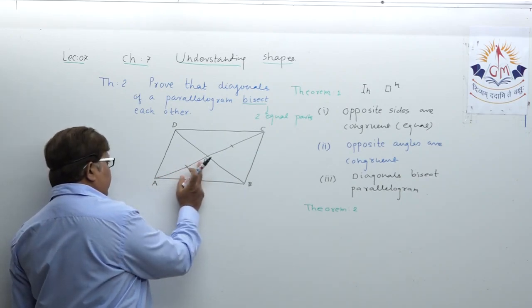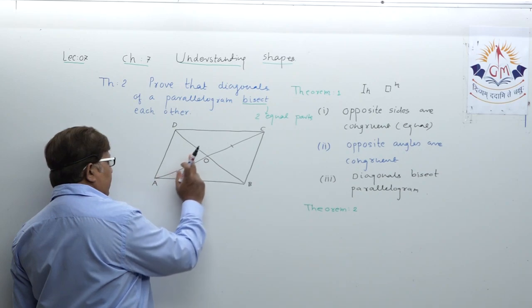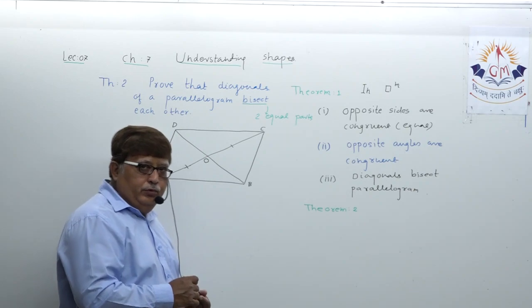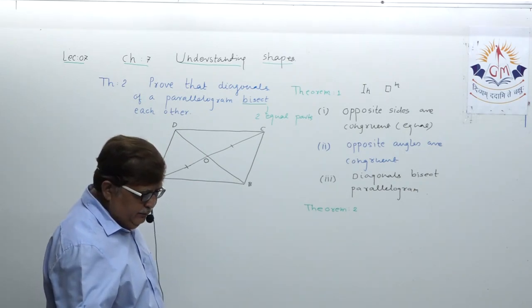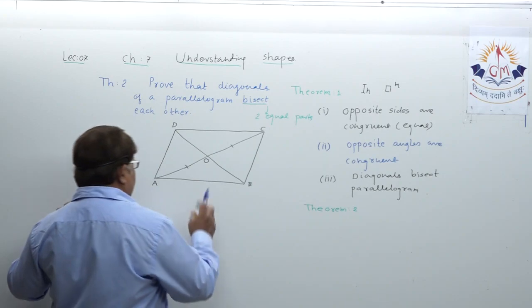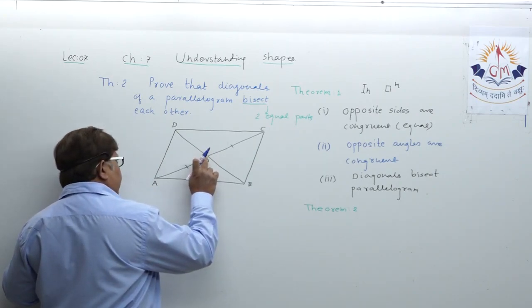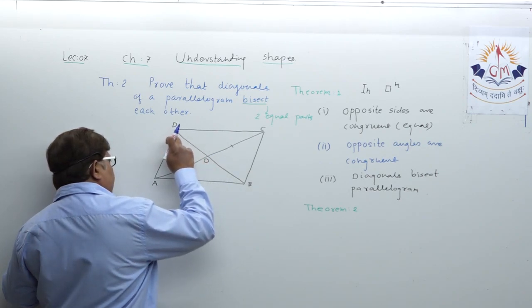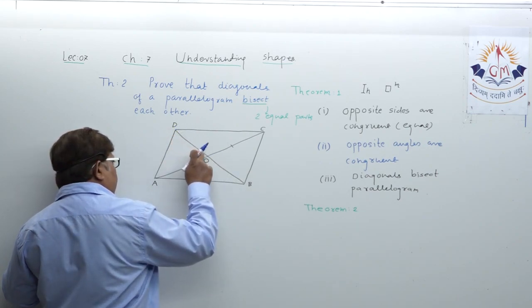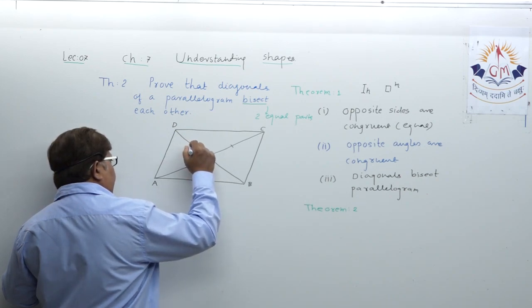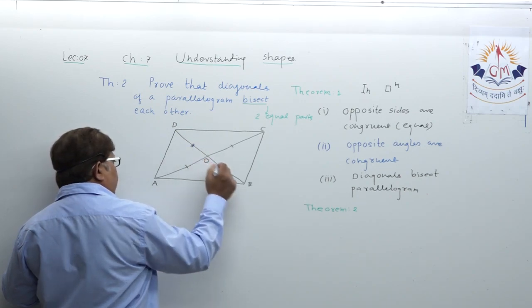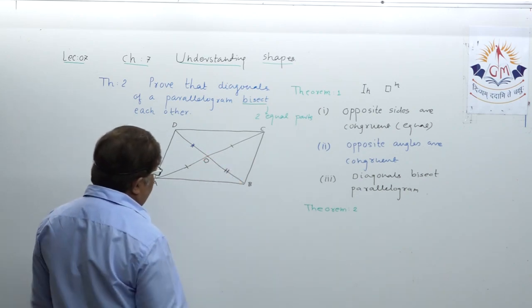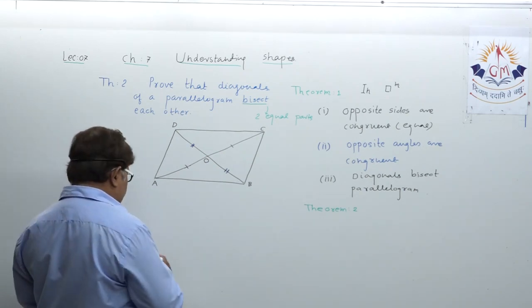You have to prove that AO equal to OC. That is, you have to prove. Not only that, at this intersection point, diagonal BD also got divided into two equal parts. So you also have to prove OB equal to OD. This is what you need to do.